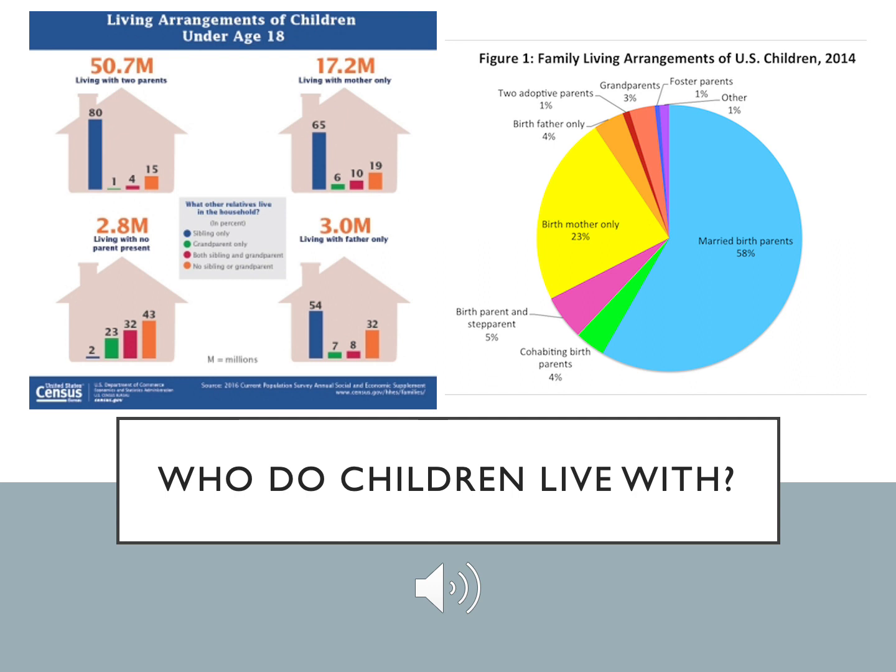And then we also see that there are different kinds of family structures that children might live with, and these go beyond just primary caregivers. So there might be a wide variety of people within the household and people who are present in the household.